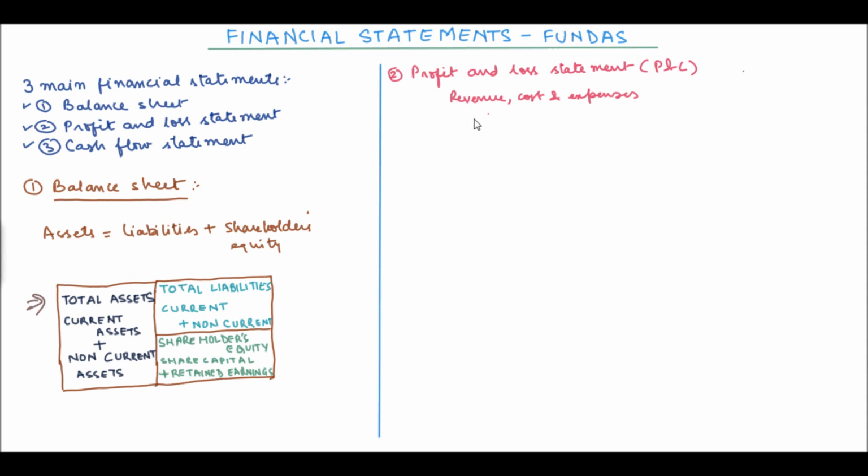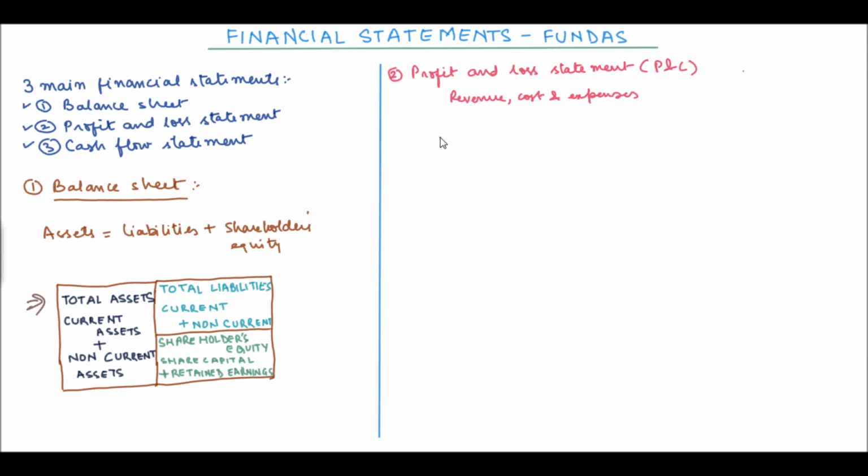So a profit and loss statement would be, let's say, from 1st Jan 2017 till 31st December 2017. So this profit and loss will tell you about the revenue, costs, and expenses for that period. Whereas the balance sheet is as on a certain date. So this balance sheet will be as on 31st December 2018. What is the status of assets, liabilities, and shareholders' equity for the firm?